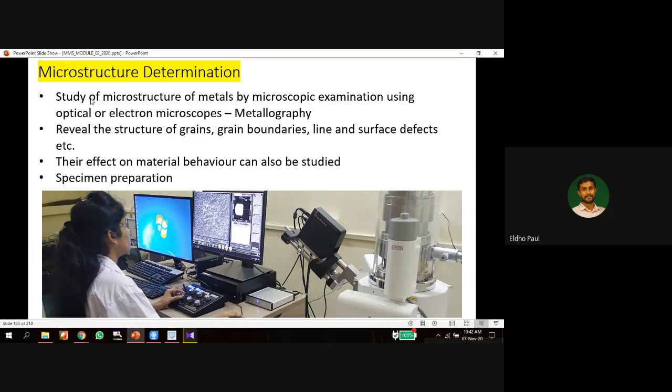And of course, after viewing these microstructure components, we can find the behavior of the material from those parameters. For example, we can see whether the grains are columnar grains, fine grains, coarse grains, or equiaxed grains. By seeing that, we can identify the shape of the grain, and thereby study the behavior of the material also. The first stage of microstructure determination is specimen preparation.